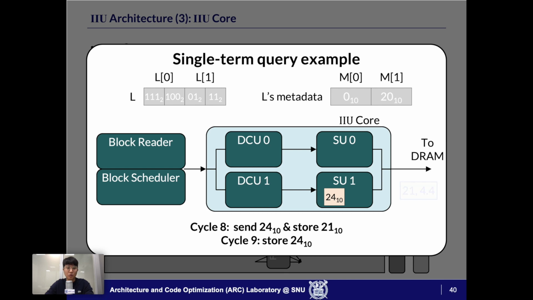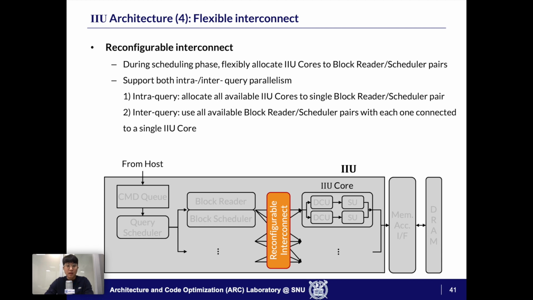2U stops working when all documents have been processed. Finally, the top K selection is operated by the host program. Lastly, 2U can flexibly support both intra- and inter-query parallelism through the configurable interconnect between block leader scheduler pair and 2U cores. Here is an example.